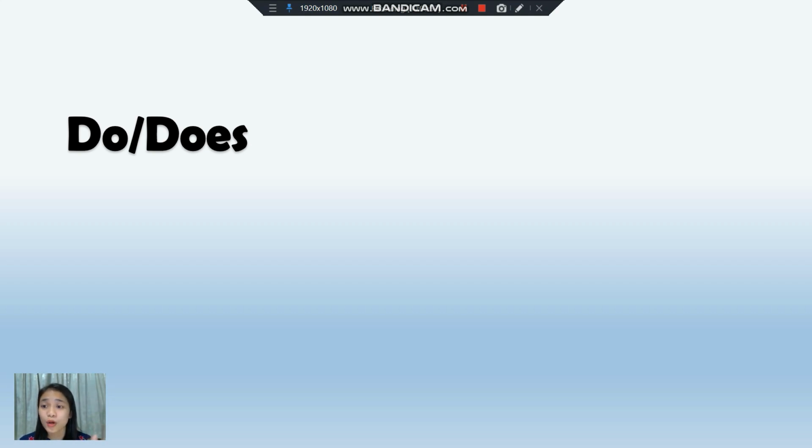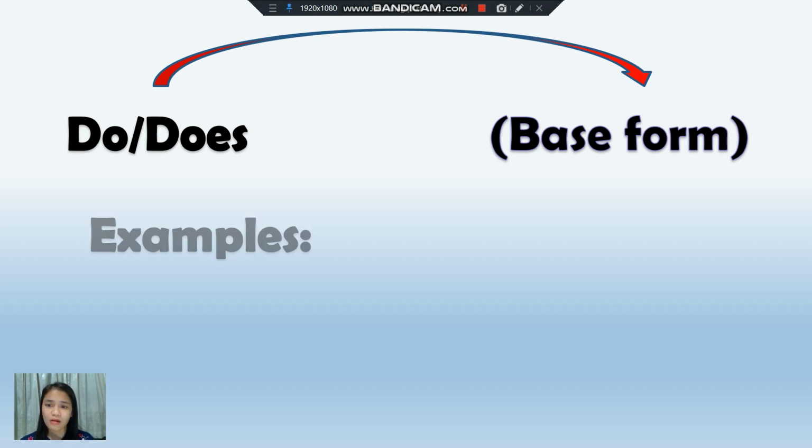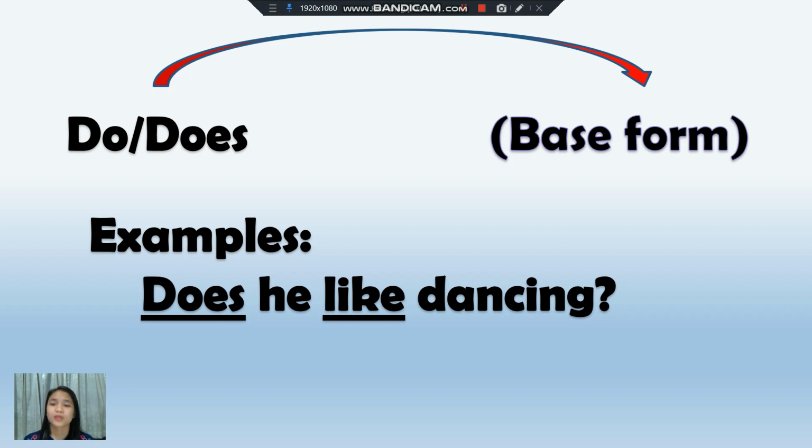So always remember, if you're going to use do and does, the verb that comes next after it must be in the base form. Base form means it doesn't have an S, doesn't have an ed, the root word itself. So here are examples. Does he like dancing? So we have here does, and the verb that comes after it is like. So like here doesn't have an S, doesn't have an ed or d. It is the root word itself.